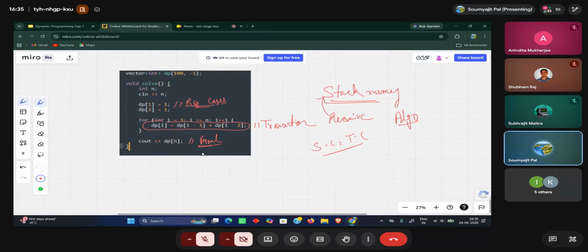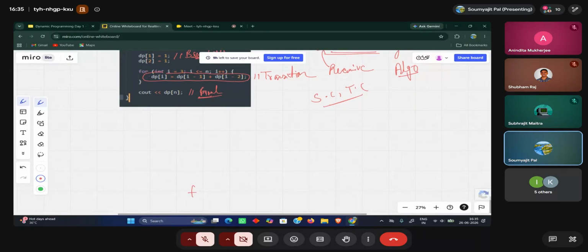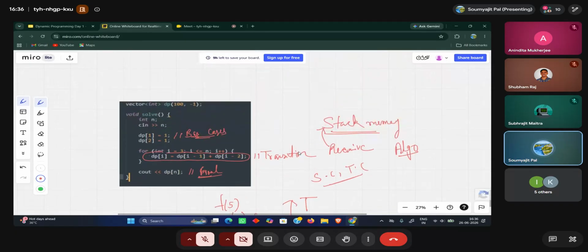Here we are going from the smaller base cases, and we are calculating F3. From F2 and F3, we are going to F4. From F3 and F4, we are calculating F5, that is my DP5. So we are going from bottom to top. This is called the bottom to top DP approach, and this technique is called the tabulation technique.